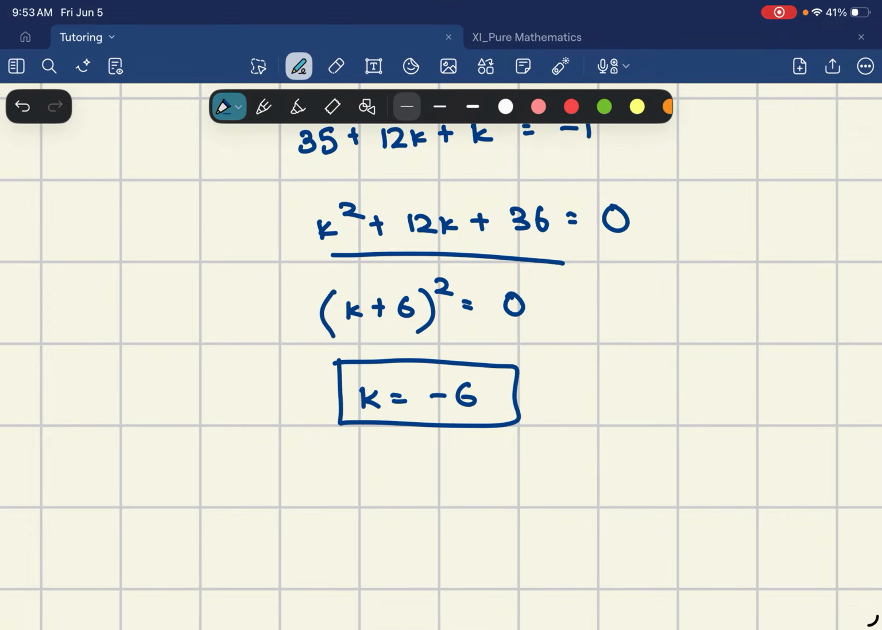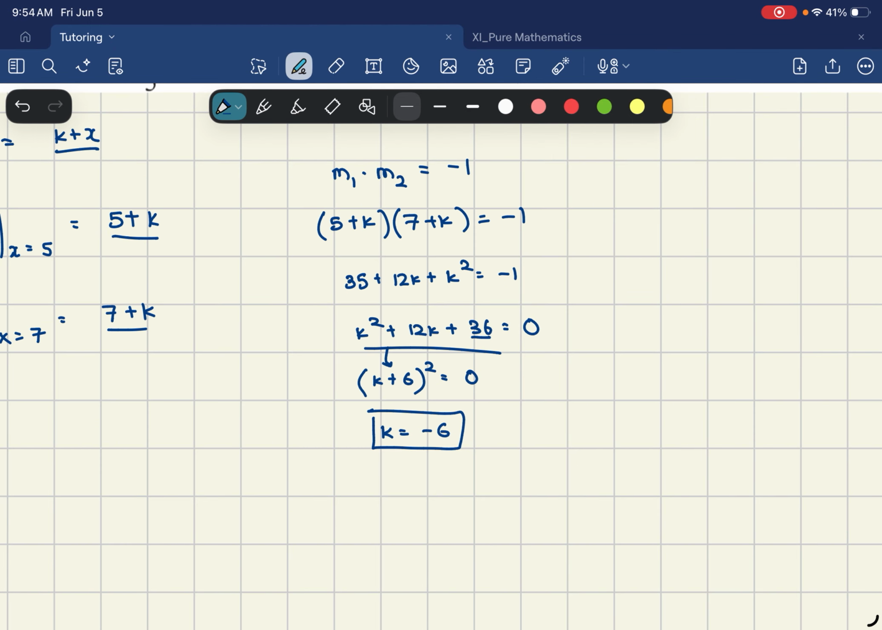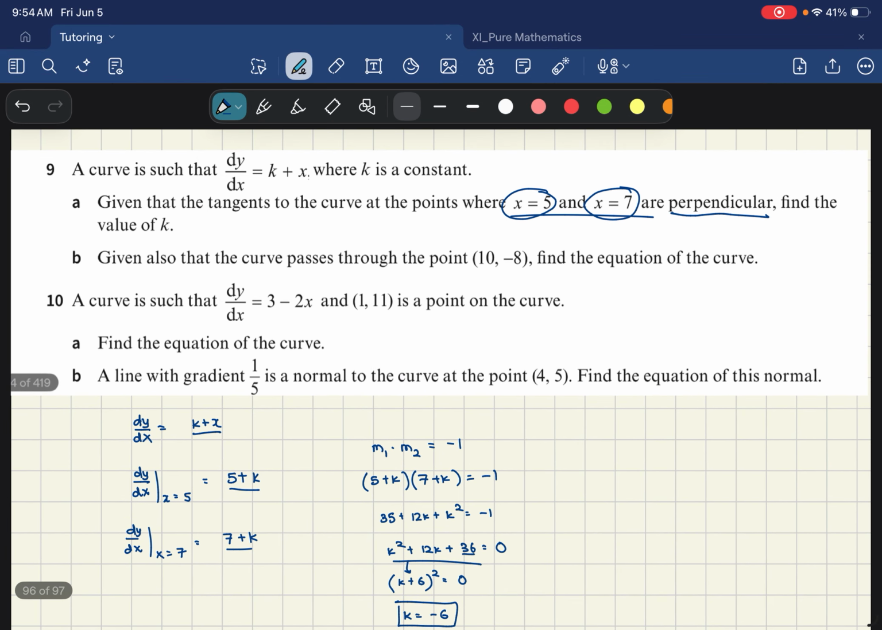So now, how did I immediately see that I get this? Well, k squared gives me k squared, right? 12k, well, 6 squared is 36, and 6 times 2 is going to give me 12, right? And that is what we were doing when we were expanding out. So that is a quick way of doing this, but I encourage you to do it the old-fashioned way. But you will get k is equal to -6. It has only one solution. So the value of k is -6. We are done with that.